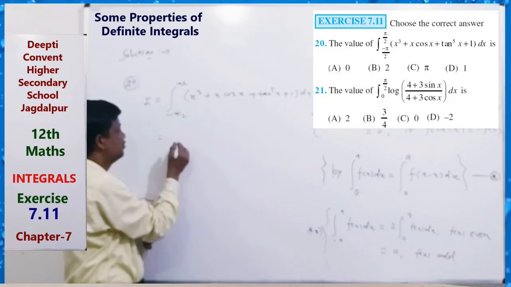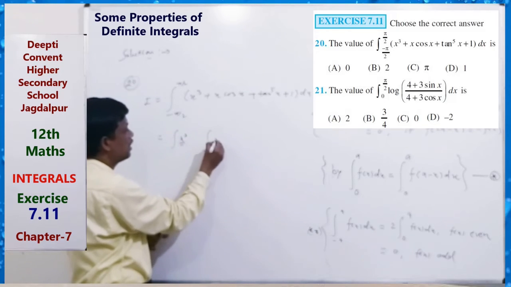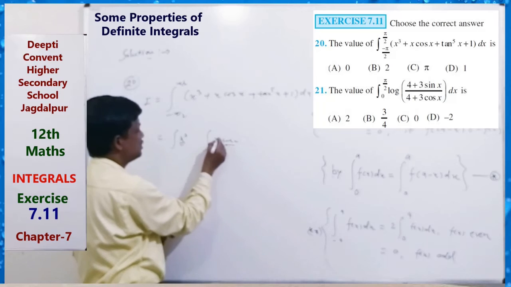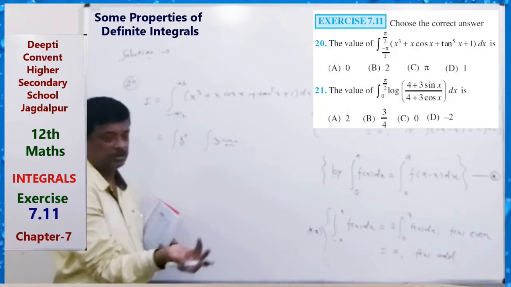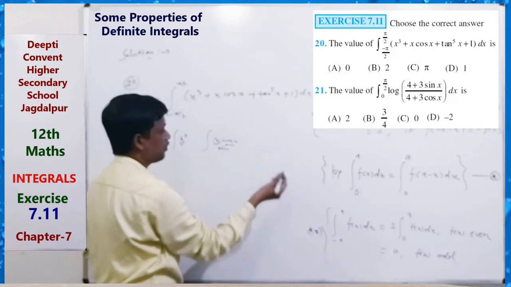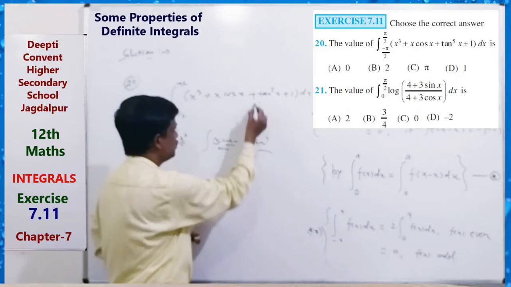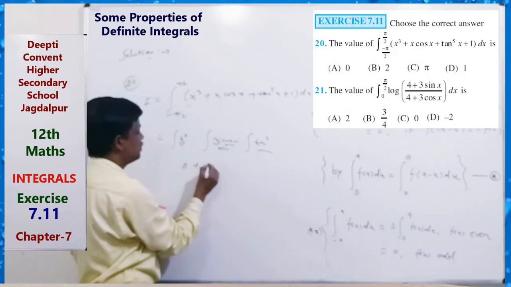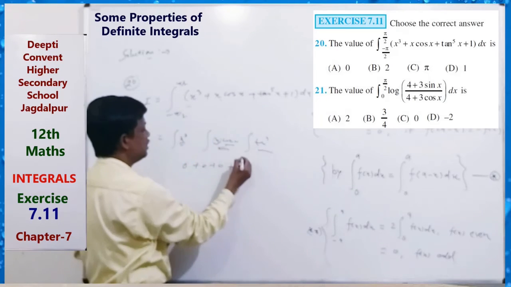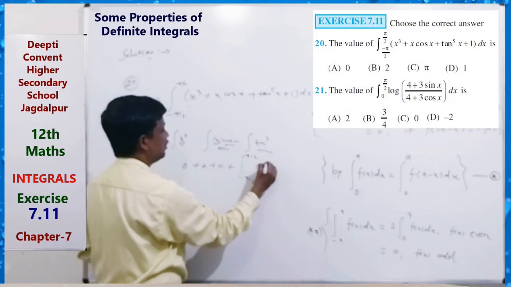First part x cube, integral x cube, odd. Second part x cos x: x is odd, cos x is even, odd into even is odd. 10 to the power 5x, odd. So this is also odd. So these first 3 integrals are 0 plus 0 plus 0, and the last integral is minus pi by 2 to pi by 2, 1 dx.